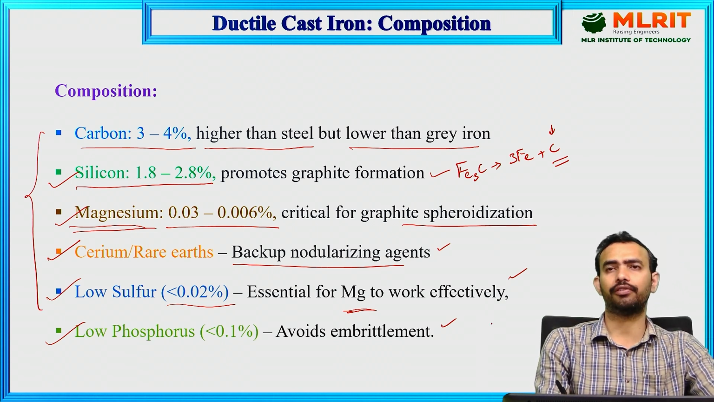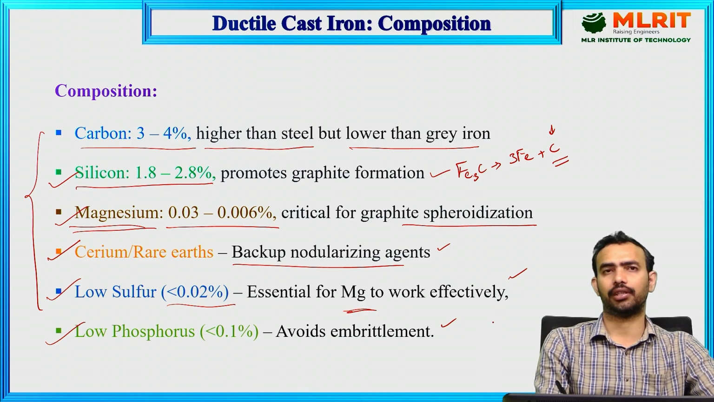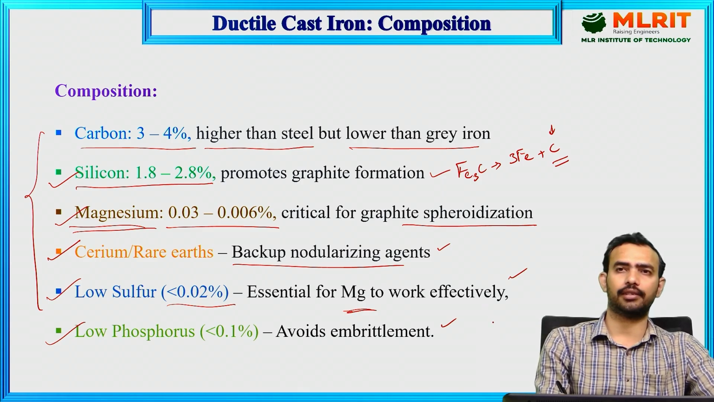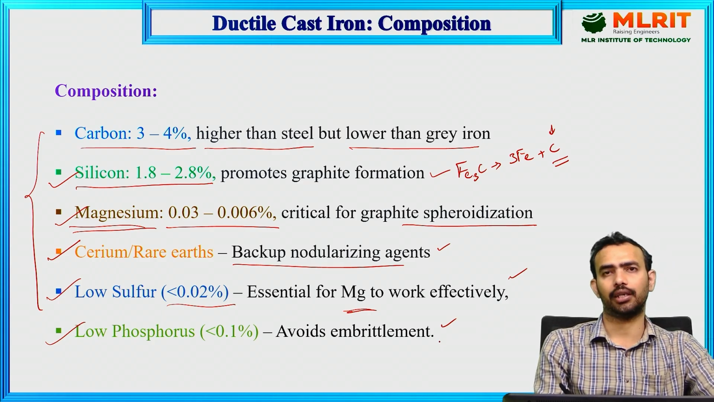It consists of carbon, silicon. Silicon is required for the graphite, and magnesium and cerium are for nodularizing or spheroidizing the graphite. And low sulfur is to make sure the magnesium works effectively, whereas the phosphorus is added to avoid the embrittlement of the material.